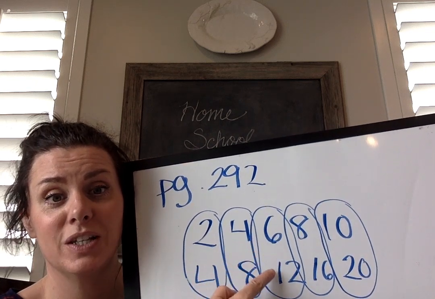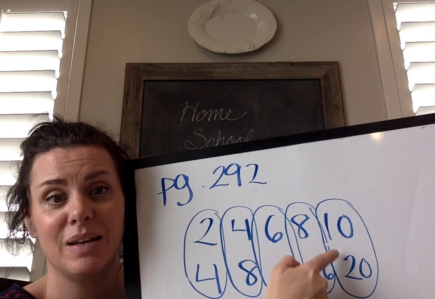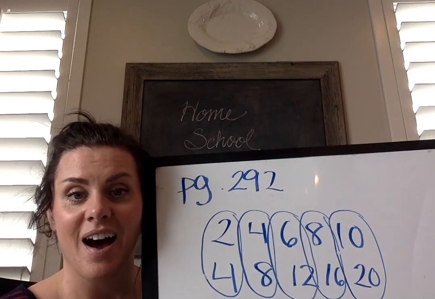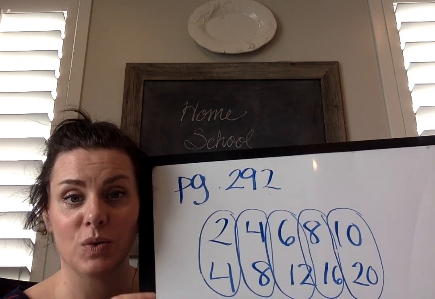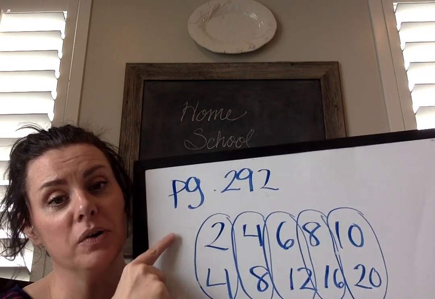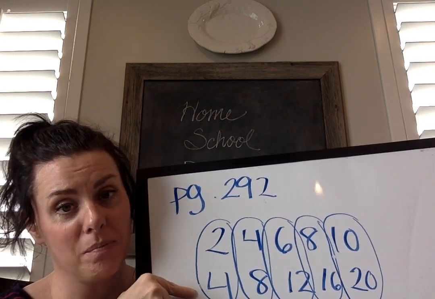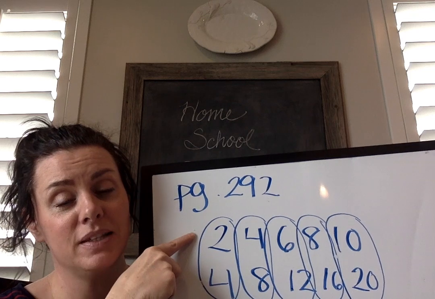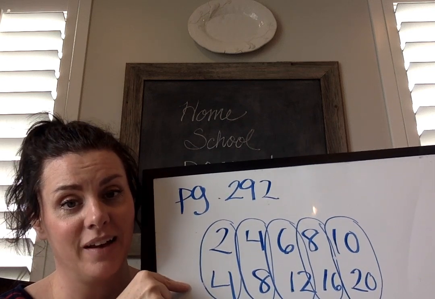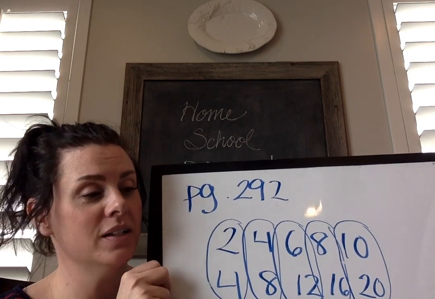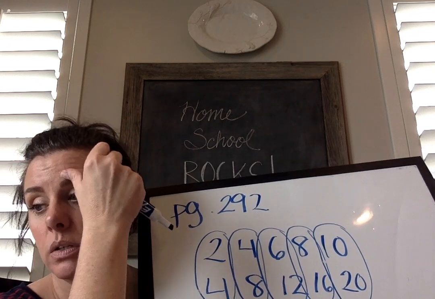6 times 2 is 12. 8 times 2 is 16. 10 times 2 is 20. Aha, I see a pattern between these two lines. If I double the top line, I get the bottom line, right? If I times the top line by 2, I get the bottom line. Okay, awesome. How can we write that out?